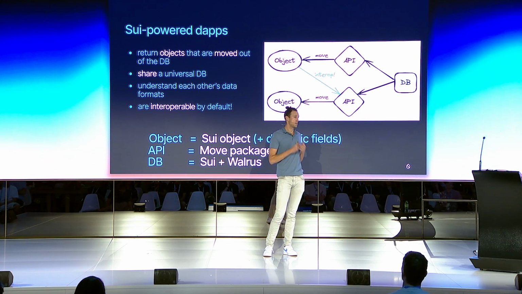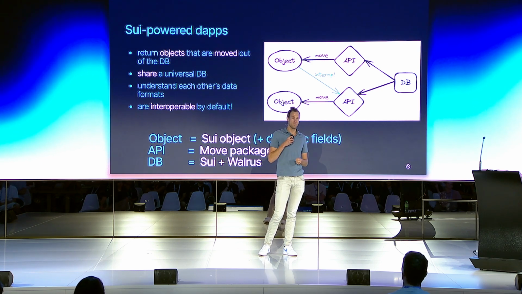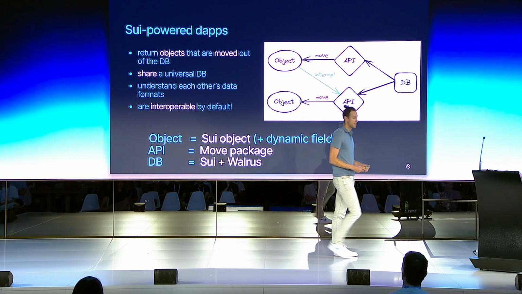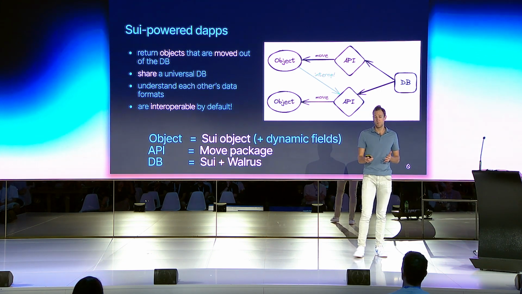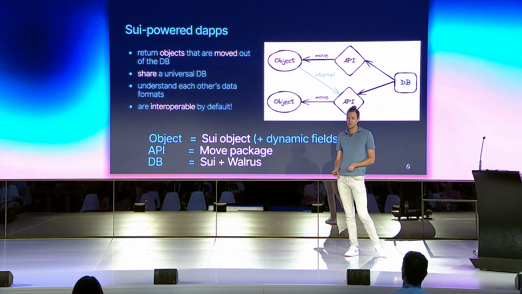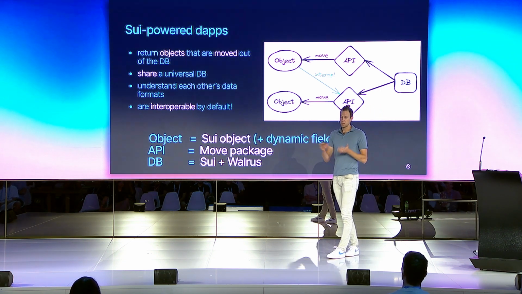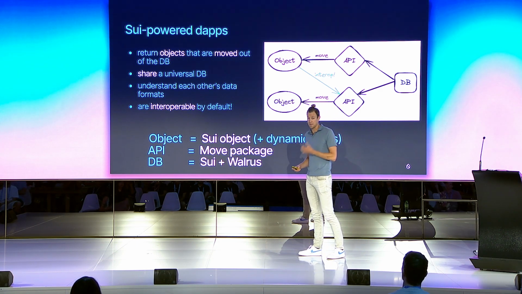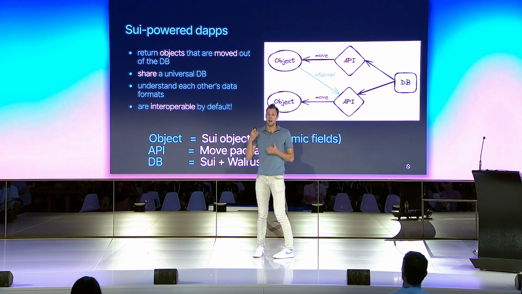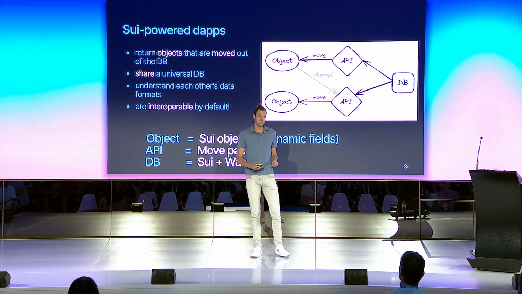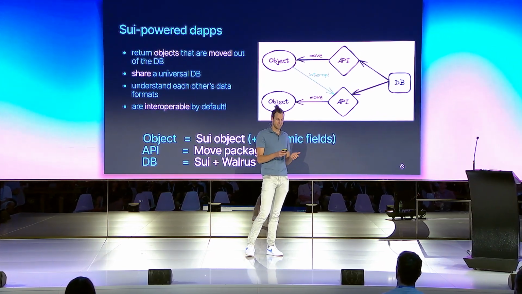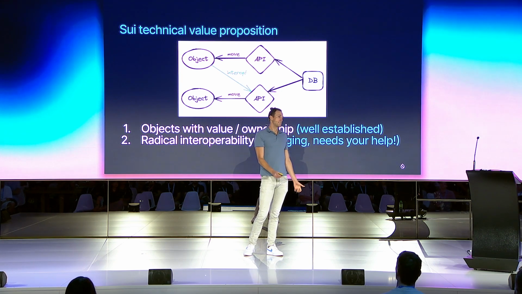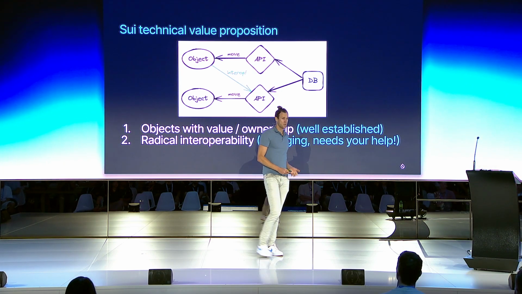So you get this interoperability by default, where by virtue of having a shared database and by having data formats that everyone can understand, you get way, way more interoperability in theory than you could have in a conventional application. Looking at this picture, an object corresponds to a Sui object, plus maybe dynamic fields hanging off of it. An API is a Move package, and the database is Sui and now Walrus, which is an amazing extension.